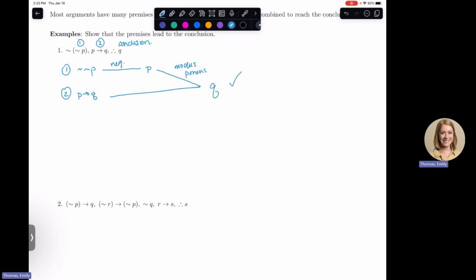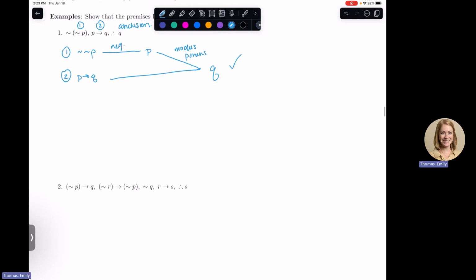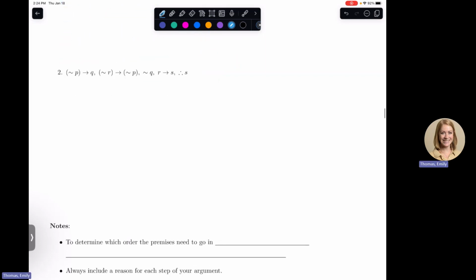Okay, so obviously they get harder than that. And like before with the other one, there are different ways to do it. So you don't have to do it the way your neighbor does or the way that I do necessarily. So on this one, we're starting with not P implies Q as premise number 1. Premise number 2 is not R implies not P. Premise number 3 is not Q. Premise number 4 is R implies S, and we're trying to get to just S.